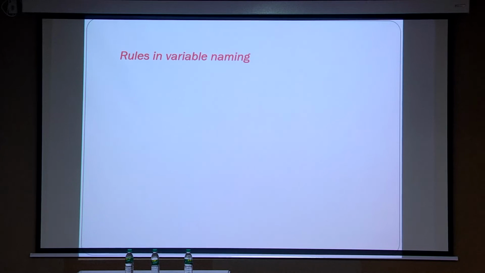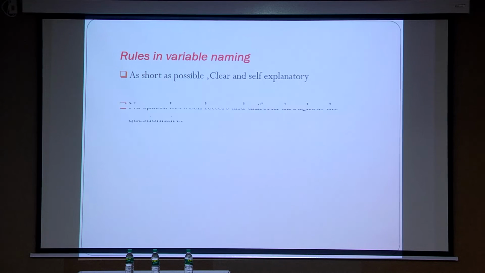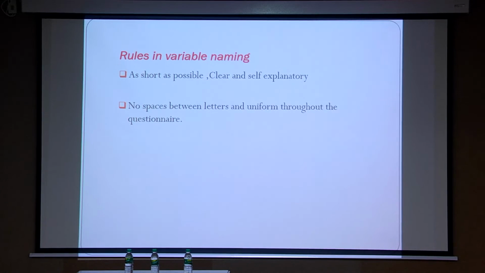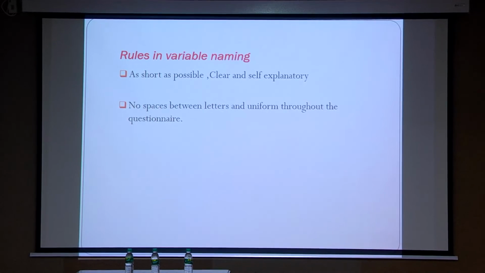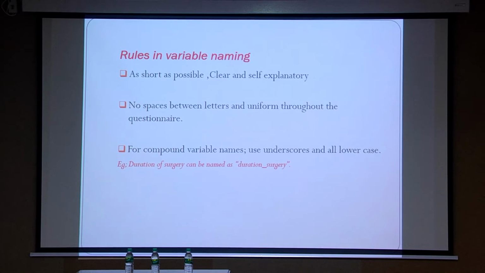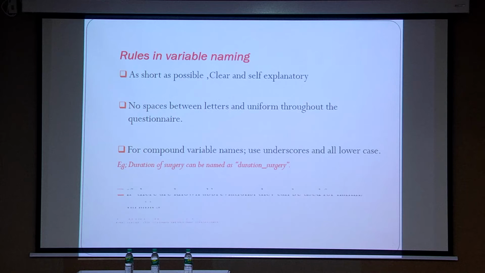There are some rules in variable naming. What are those? The variable name has to be as short as possible, but at the same time it has to be clear and self-explanatory. There should be no spaces between the letters in the variable name and it should be uniform. Third, for compound variable names like duration of surgery, we can rename it as duration underscore surgery. It should be continuous with no gaps. There should be an underscore in between. Known abbreviations like MAP for mean arterial pressure can be directly used.